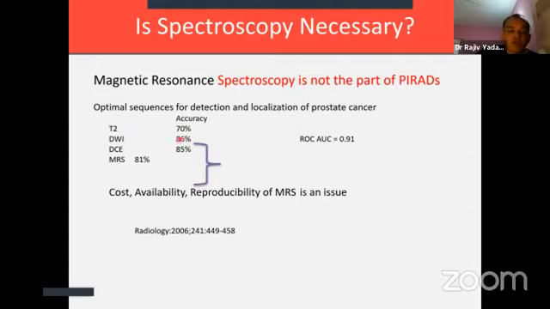Because of the extra cost of MRS, and the availability issues, because MR spectroscopy needs separate software as well. And a more important issue is reproducibility of MRS. The MRS in one center may not be as good as MRS in other centers. So because of all these issues and with hardly any contribution, MR spectroscopy is no longer part of PI-RADS.